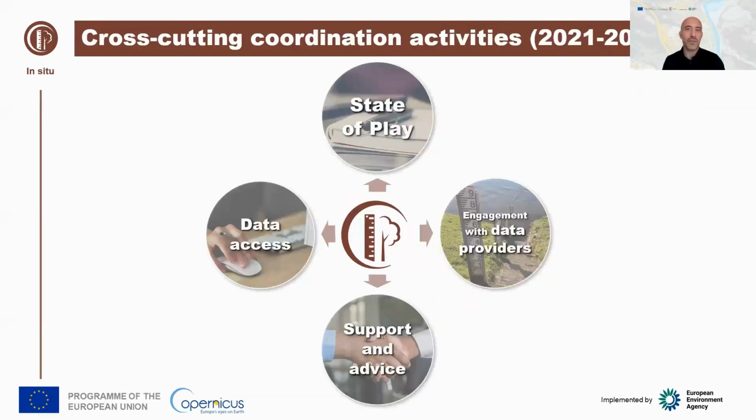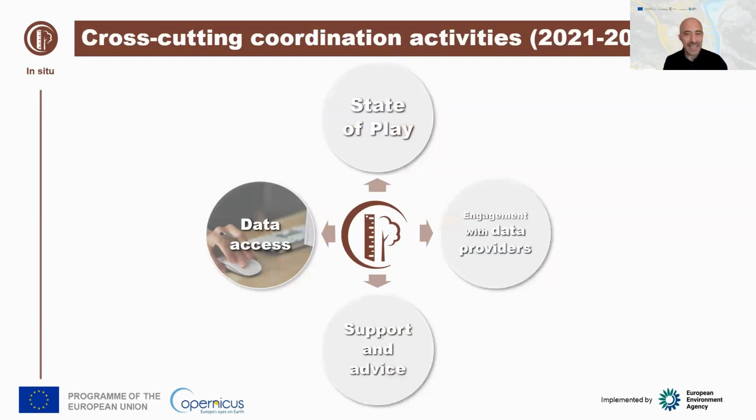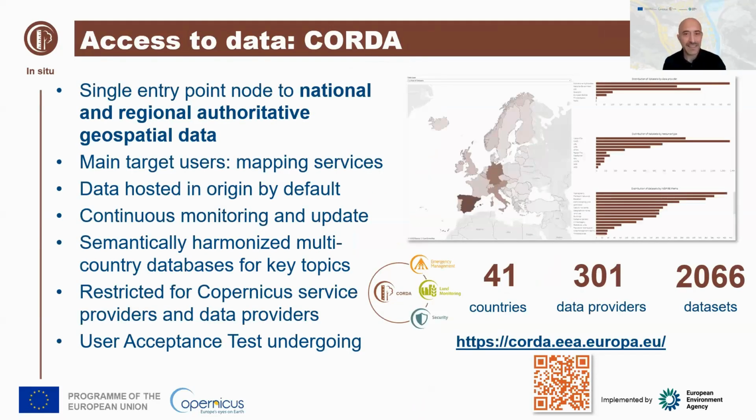Here you see the 4 main areas where we are actually working. I will not go into detail, but basically we try to cover different aspects related to in-situ, from engagement with data providers, to providing access to data, as well as providing any kind of support and advice when it comes to your spatial data, in situ data. You go to the next click again. CORDA is actually in focus as part of our data access activity. Next, or strand of activities. Next slide.